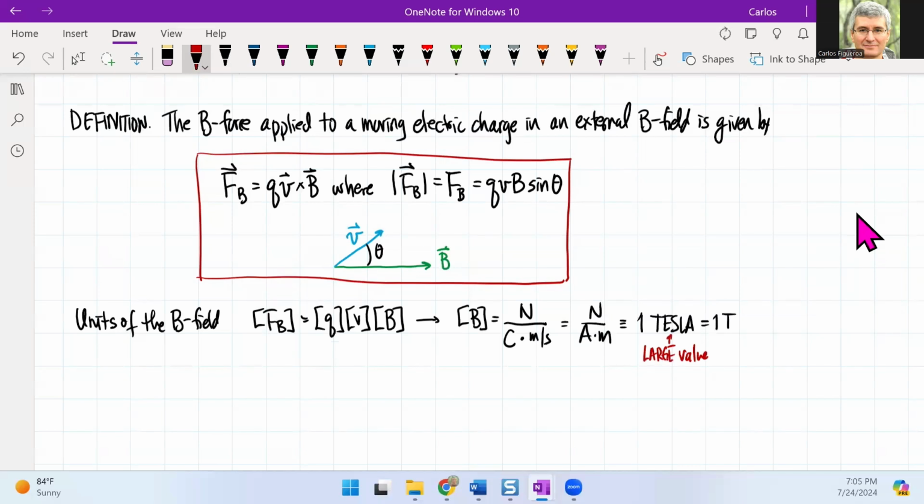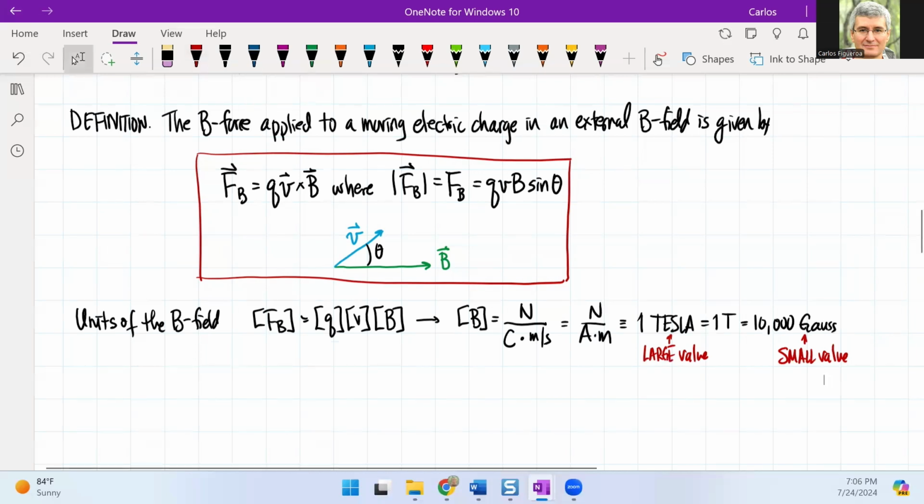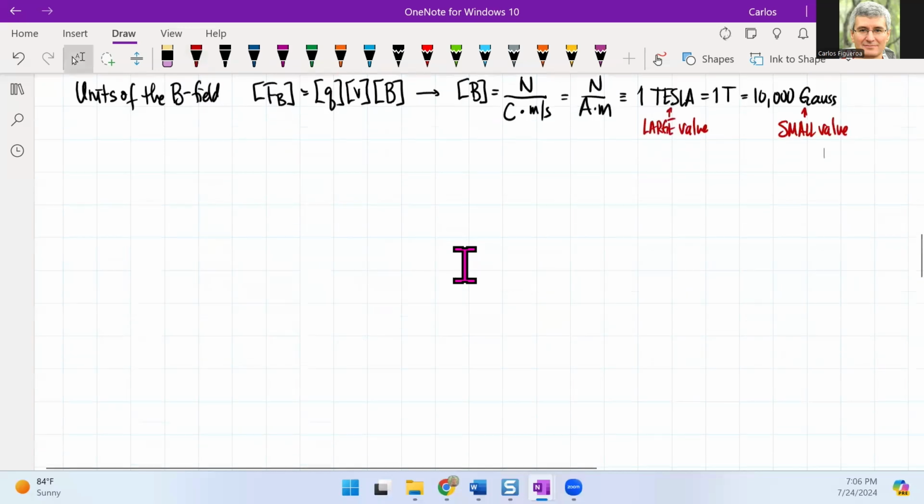So if we're not dealing with large values, there's another unit that's defined as a Gauss. It turns out that 1 Tesla is equal to a different unit of magnetic field, which is called a Gauss, and this deals with small values for the magnetic field. For example, the Earth's magnetic field is on the order of Gauss. It's a fraction of a Tesla. Let's go interpret this now.